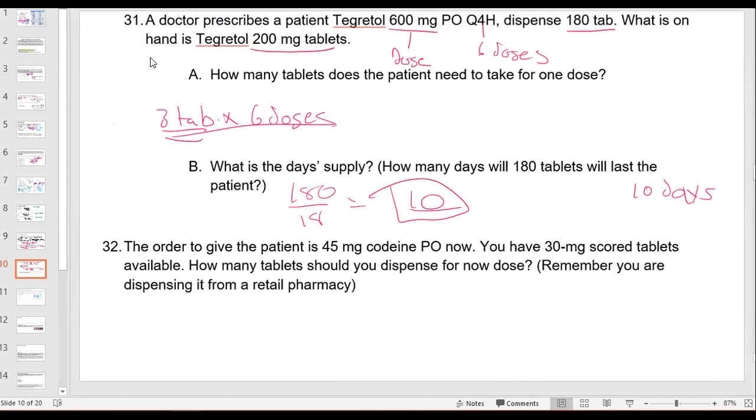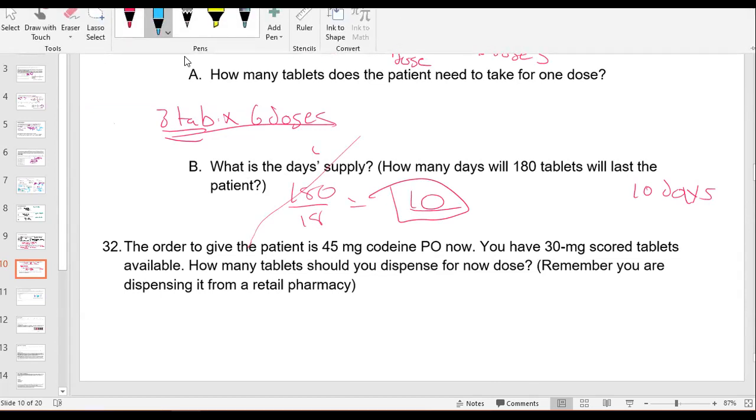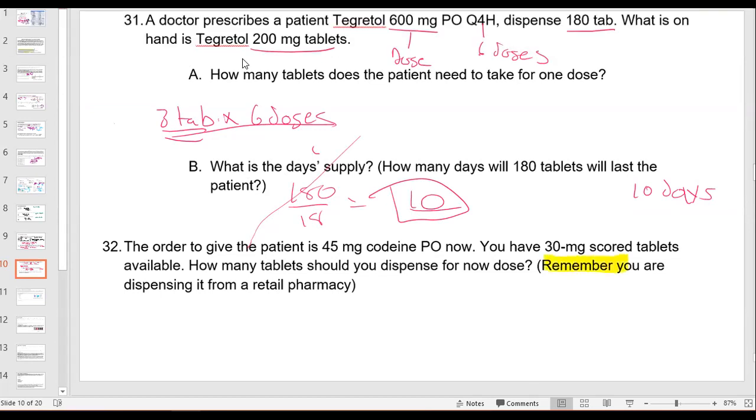So the order is to give the patient 45 milligrams of codeine, and you have 30 milligram tablets. How many tablets should you dispense for a one-time dose? And then I tell you at the bottom, what does this mean? Remember, you are dispensing it from a retail pharmacy.